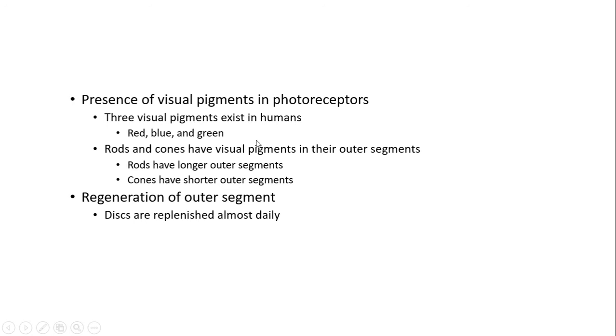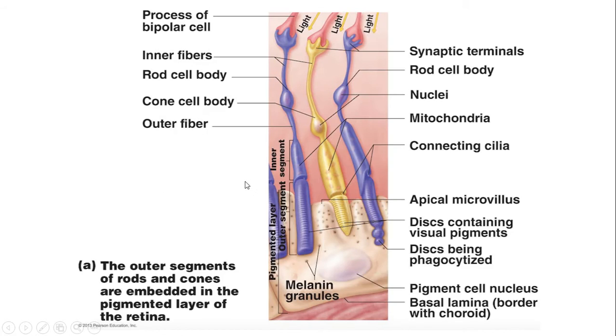Okay. Now, rods and cones have visual pigments in their outer segments. Rods can have longer outer segments, and the cones have shorter outer segments. So we can see over here, obviously the outer segment for the rod is much longer, and the outer segment for the cone is much shorter. But when we look at the outer segment specifically, here is where we see these things. They're called discs, okay? And these discs actually contain the visual pigments.